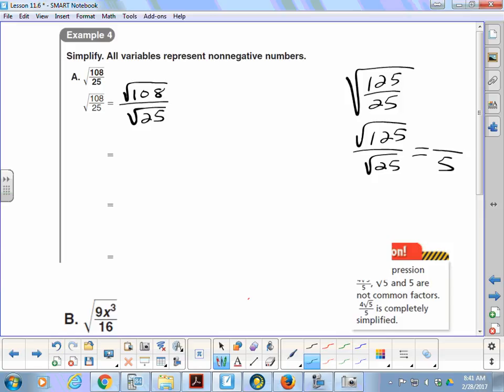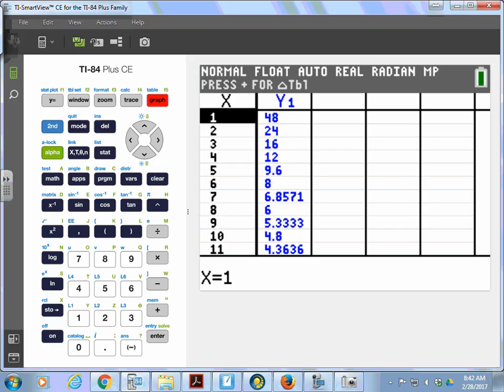So, square root of 25, we know that's 5. We're just going to take care of that right away. But now we need to work with 108. So we need to find the largest square that goes into 108. All right, so let's see. I can't think of what it is. I can go down my list, 4, 9, 16, 25, 36. I can't think of what it is, so I'll go to my calculator.